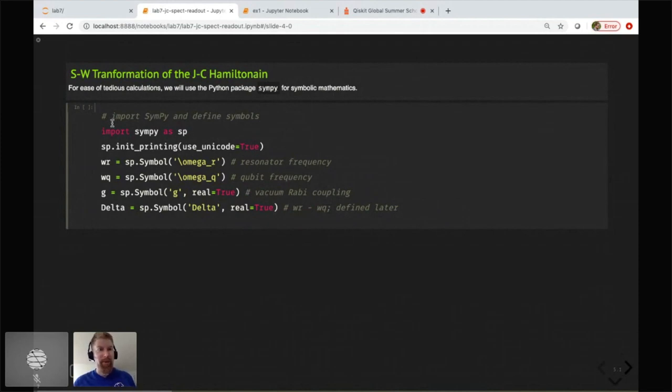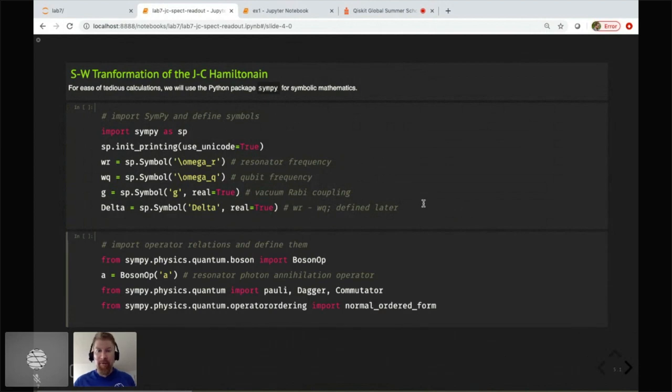We're going to import SymPy as sp, and then define some symbols. In particular, we're going to define our resonator angular frequency, our qubit angular frequency, and g, which is our vacuum Rabi coupling between the resonator and the qubit. Delta we're going to use later. It's going to be the detuning, or difference in frequency, between the resonator and qubit.